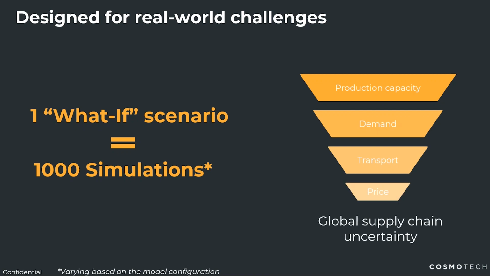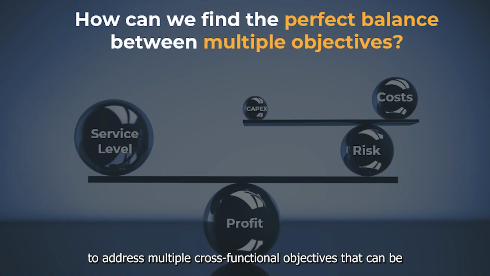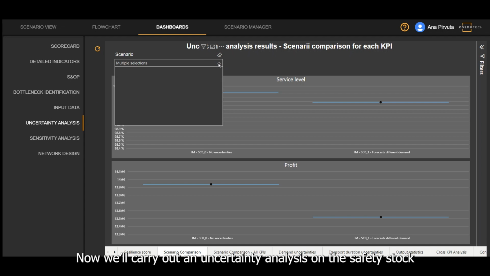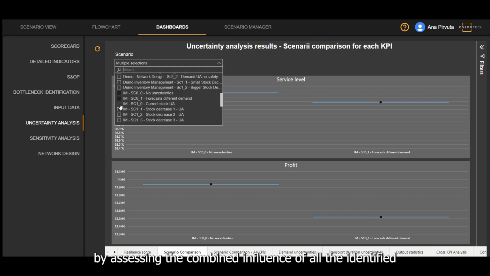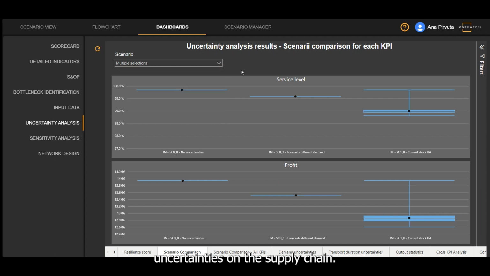To better illustrate this, we will use the uncertainty analysis to address multiple cross-functional objectives that can be summed up as finding the perfect balance between profit, service levels, and risk. Now we'll carry out an uncertainty analysis on the safety stock by assessing the combined influence of all the identified uncertainties on the supply chain.